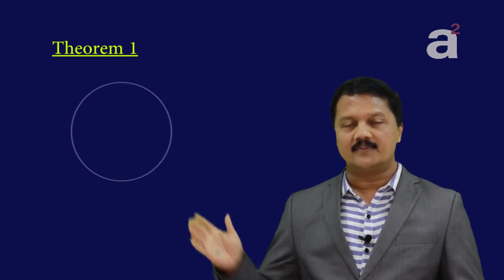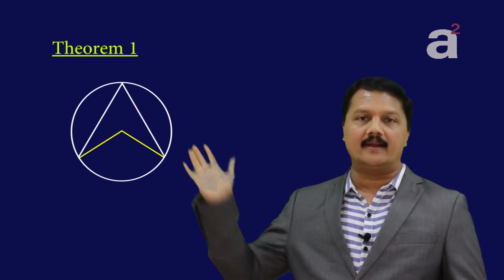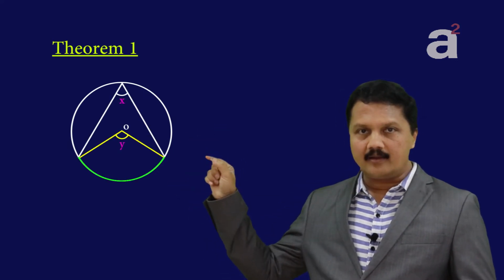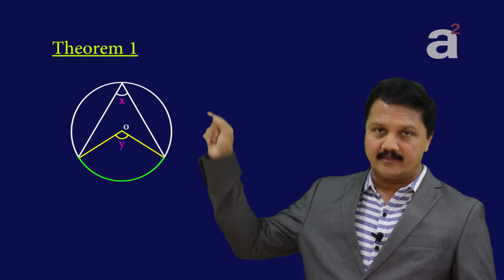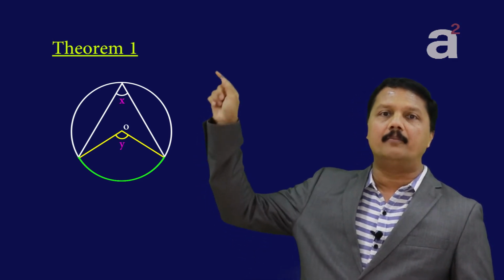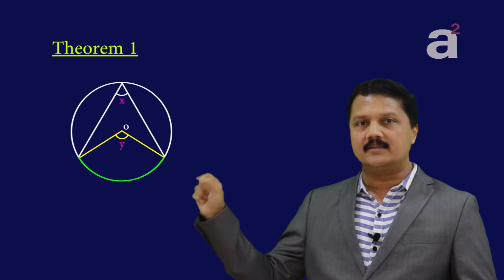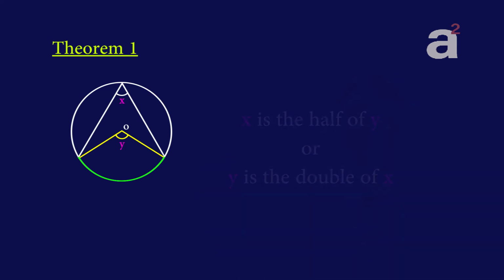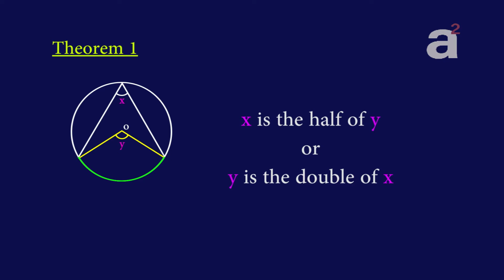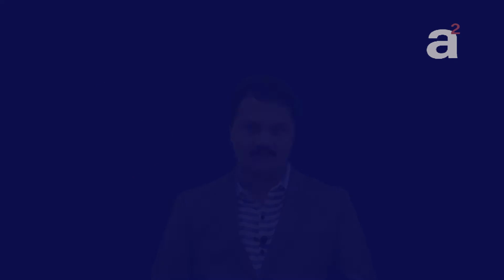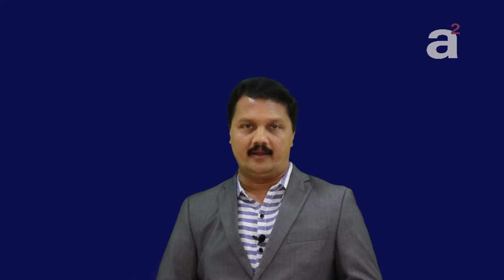Theorem number 1. See this figure. There are 2 angles, right? For this arc, there is an angle in the center and there is an angle subtended by this arc. So x is the angle subtended by arc and y is the angle at the center. X will be half of y, or reversely we can say y is the double of x. So angle subtended by an arc is half of the center angle, or the center angle is the double of the angle subtended by an arc.